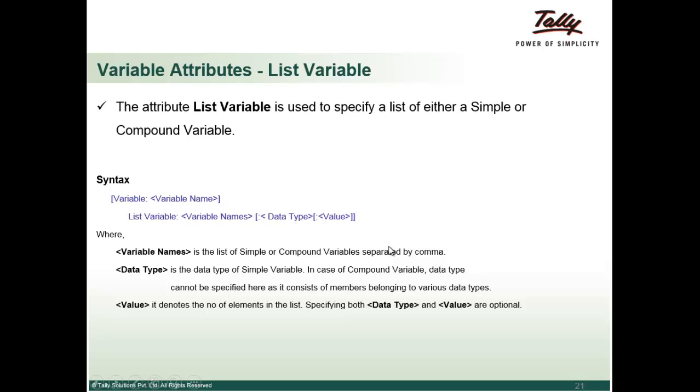So the next attribute which we will be going through is the attribute list variable of the variable. We already saw what a list variable is. A list variable is a variable that can store multiple values of variables, either simple or compound in nature. So we can use the list variable attribute also inside a variable. We specify list variable, we specify the variable name, and we give a data type and value, which are optional. This is called inline declaration. We'll see what inline declaration is later.